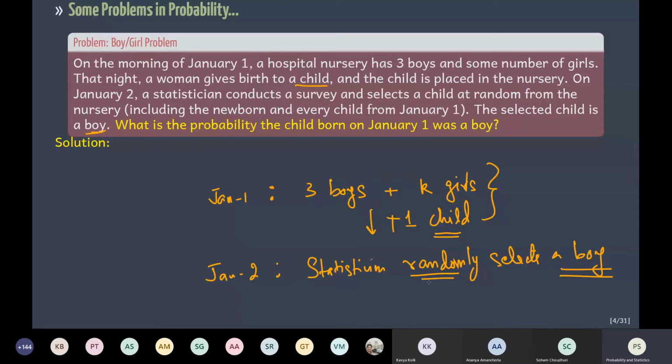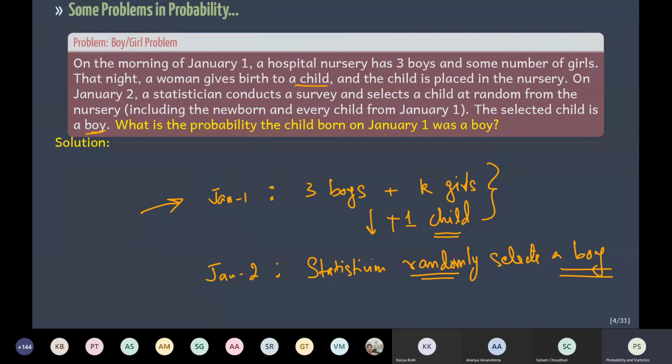So what is the probability that the child born on January 1, which is this? There is a timeline here. On January 1 something happened, and there was an increment, and that increment is not known. Then on January 2nd, one picks a child randomly, it's a boy. Then what is the probability that the child born on January 1 would have been a boy? So this is the problem.